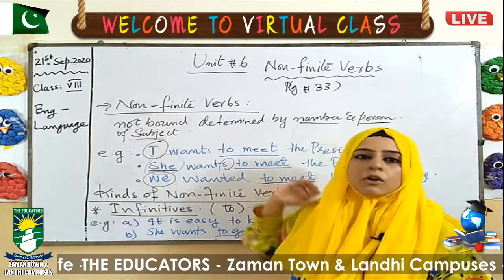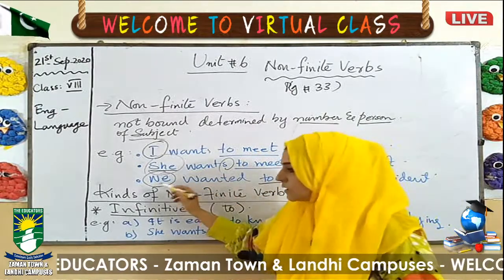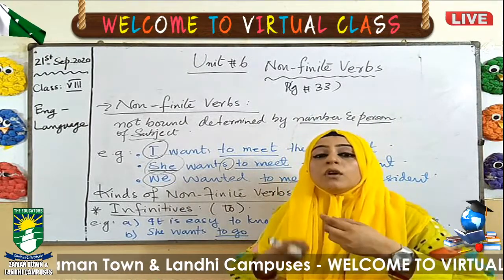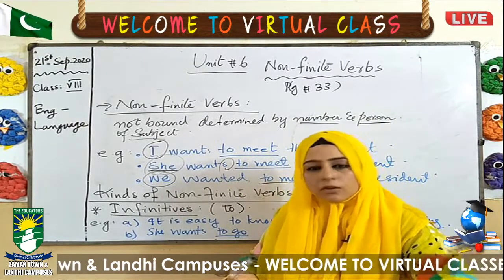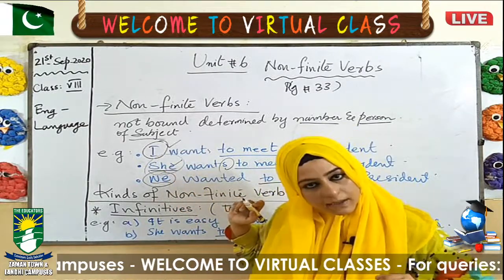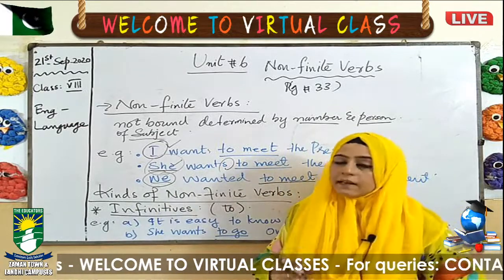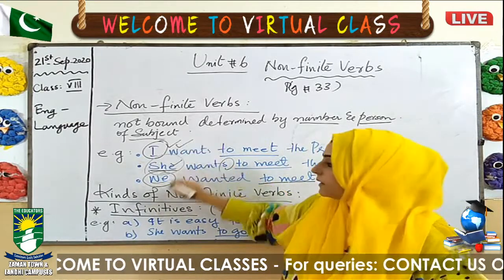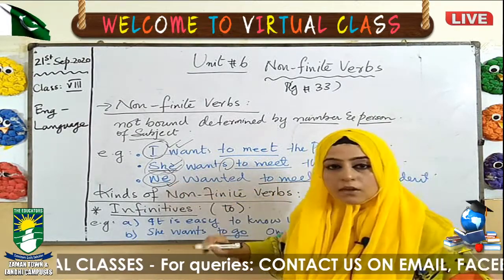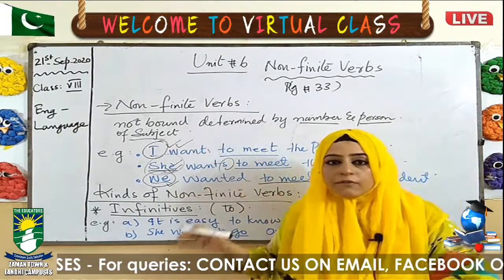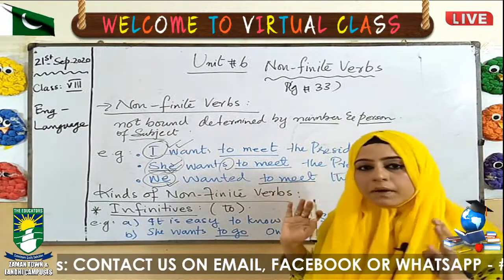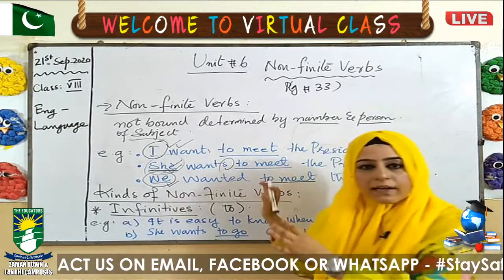Whatever the number of the person is. Number means singular or plural; the term number clarifies the number of the person. Here we are many, she is singular, I am singular. Clear? And person: first person, second person, third person. This one is first person, this one is third person, and this one is first person. So the form of the non-finite verb will not be affected whatever the person or the number is. Clear, the concept of non-finite verb here?